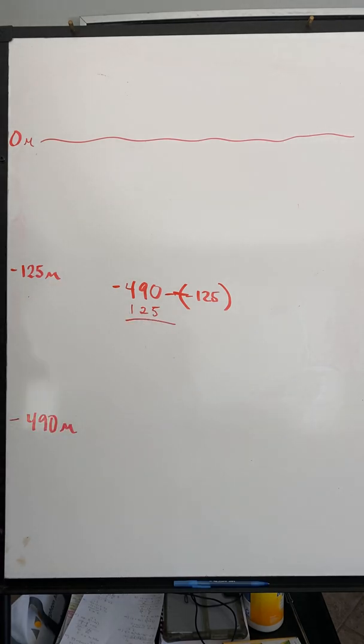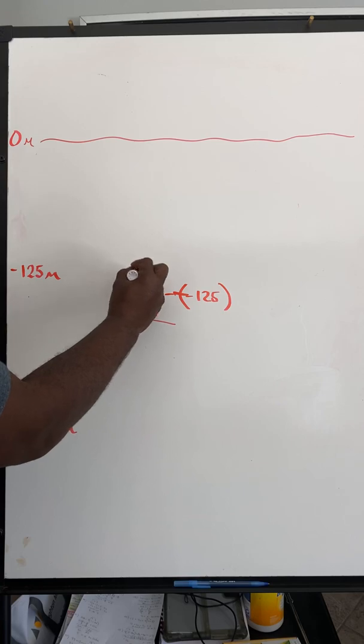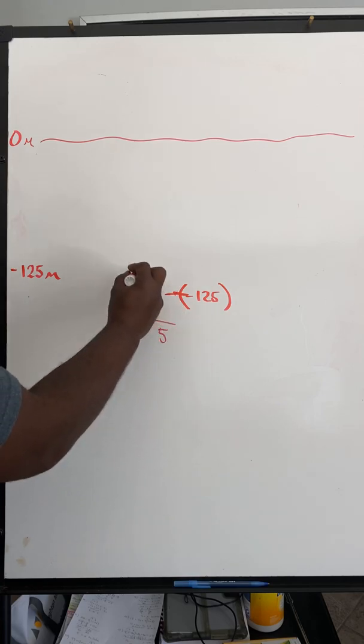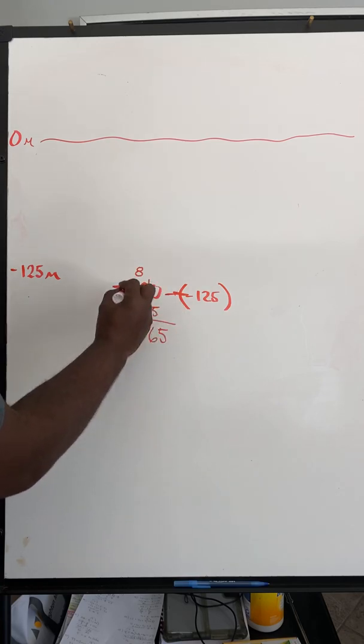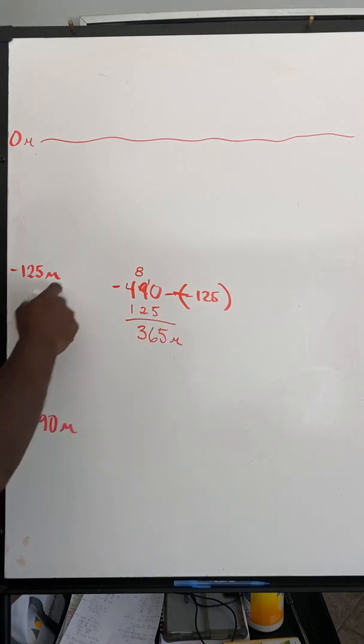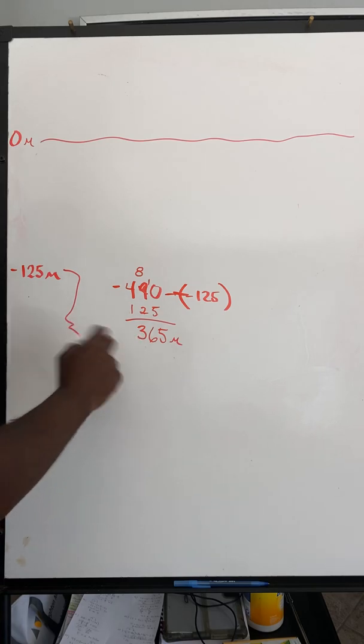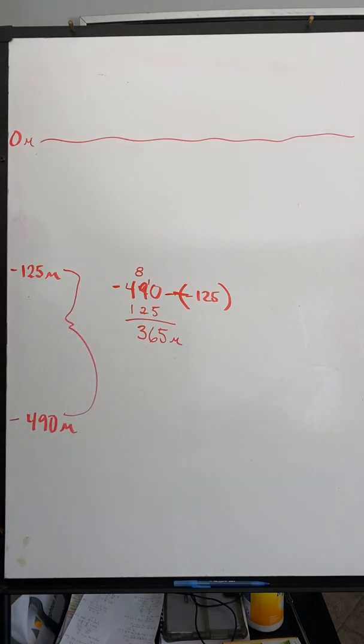Well, once we do that, we find the difference. What do we got here? Let's do it together. Let's borrow from here. Let's bring that 5 down. 8 minus 2 is 6. 4 minus 1 is 3. So we realize that the difference between here and here is 365 meters.